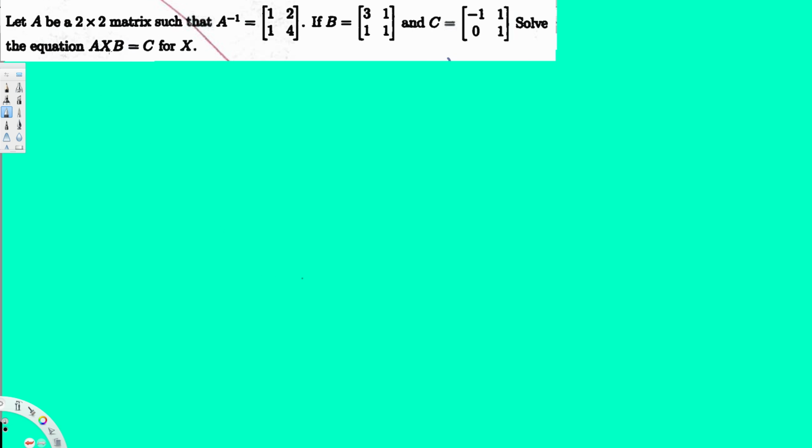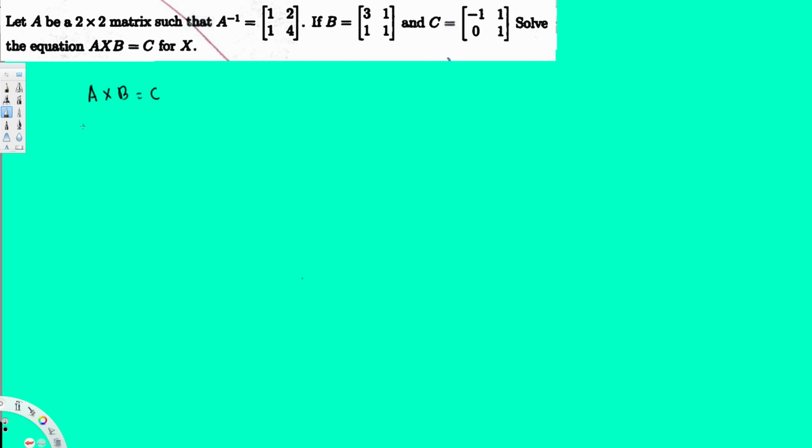So first of all, I have to find an equation that gives X, right? In this case, they have provided this equation right here: AXB is equal to C. So in this case, I have to eliminate this A and B to find an equation for X.